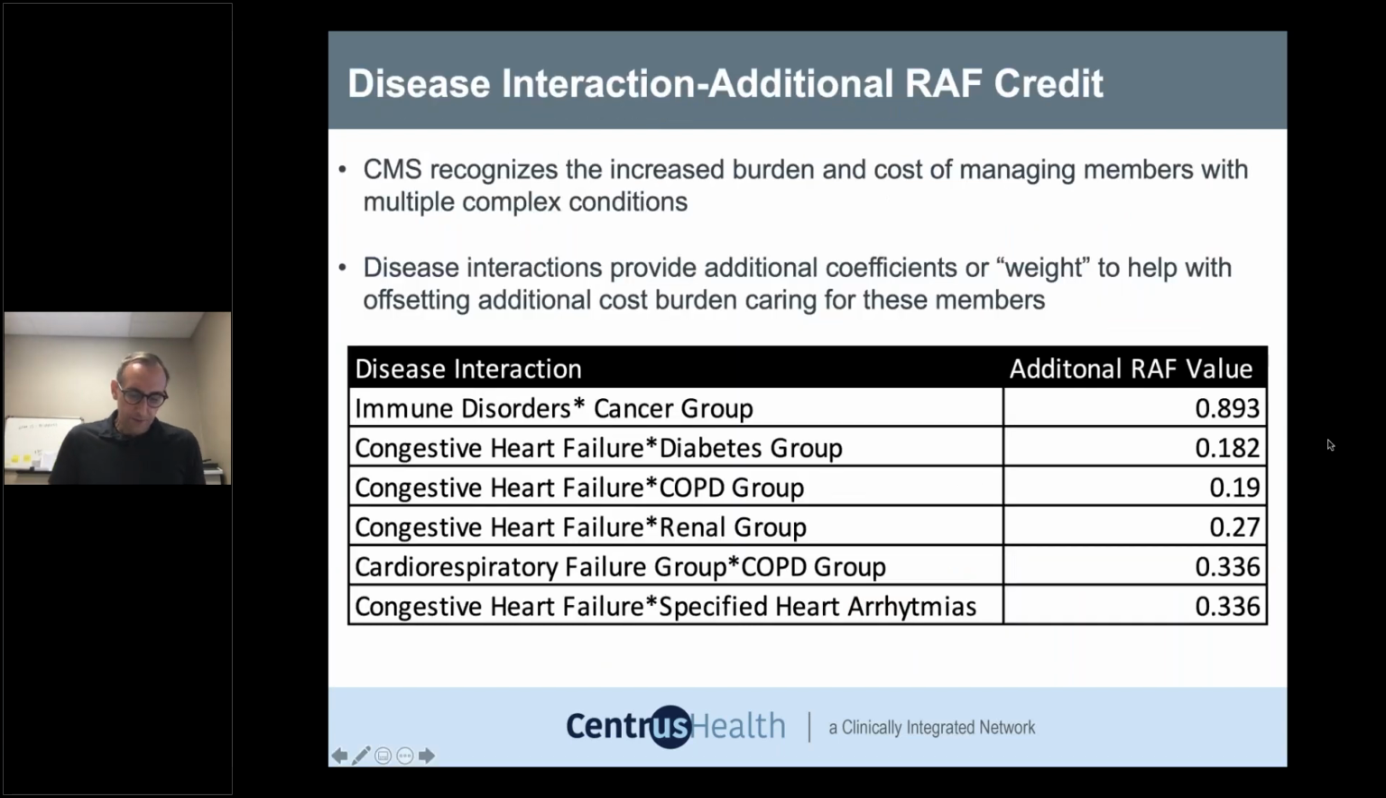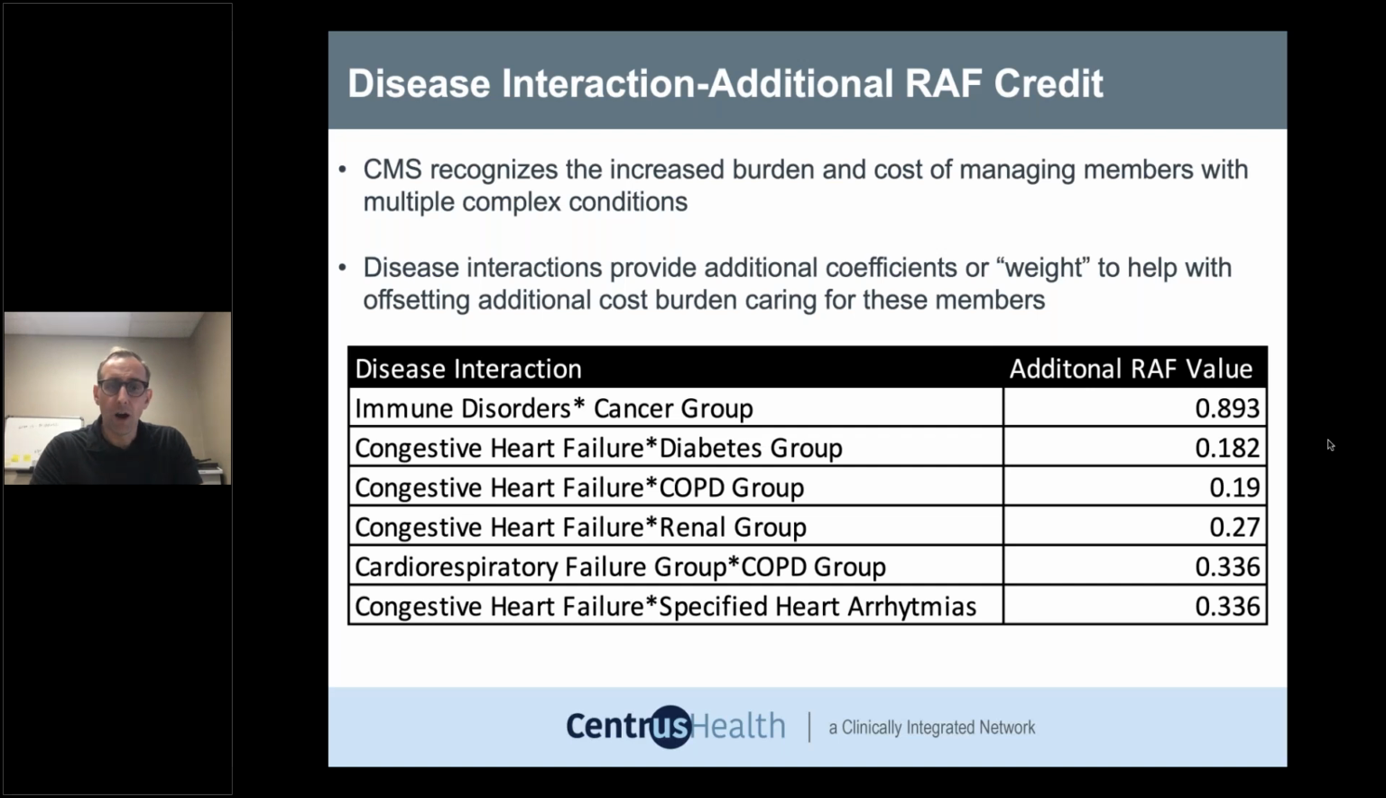So on the previous slide, I mentioned that there's some diagnosis categories that when found together, there's additional award of risk adjustment weight. So this table shows those most common groupings of what we would see in primary care for added risk-adjusted weight when found together in the same patient. So for example, if a patient has an immune disorder and cancer, an additional 0.893 is added for having those comorbid conditions together at once, just because that's such a complex medical situation to manage.